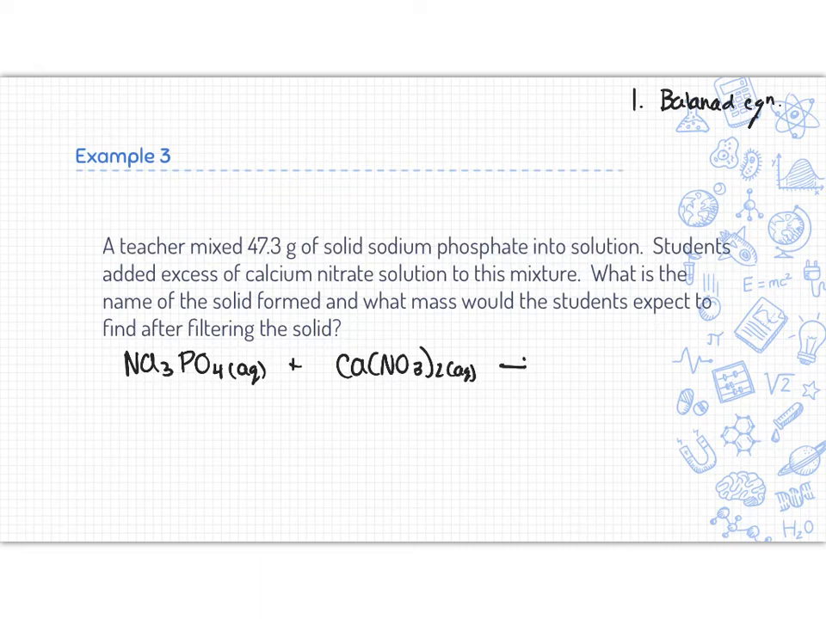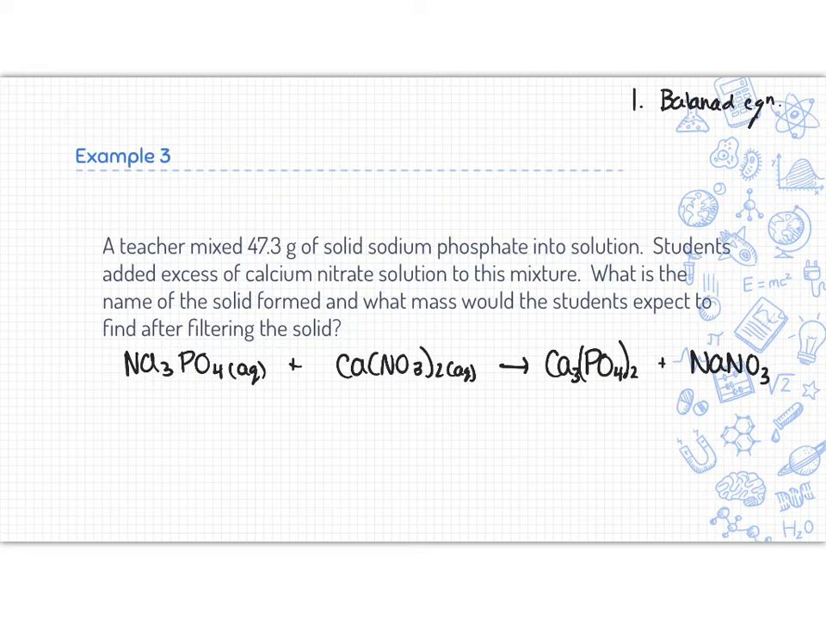This is a double replacement reaction where calcium is going to combine with phosphate. Now remember, calcium is a 2+, phosphate's a 3-. So to write a neutral charge for this ionic compound, I need to include these subscripts. And then sodium is going to combine with nitrate.